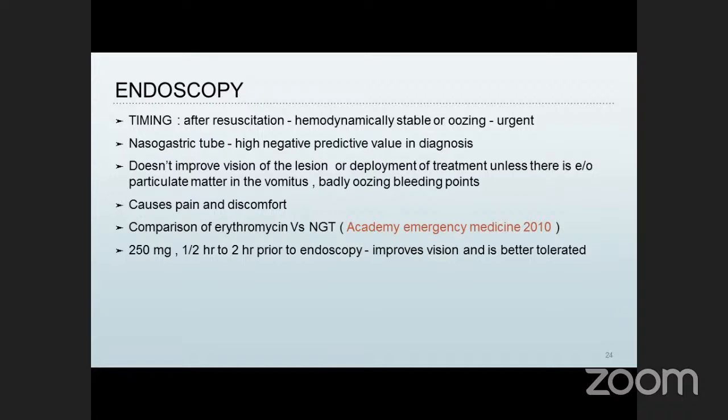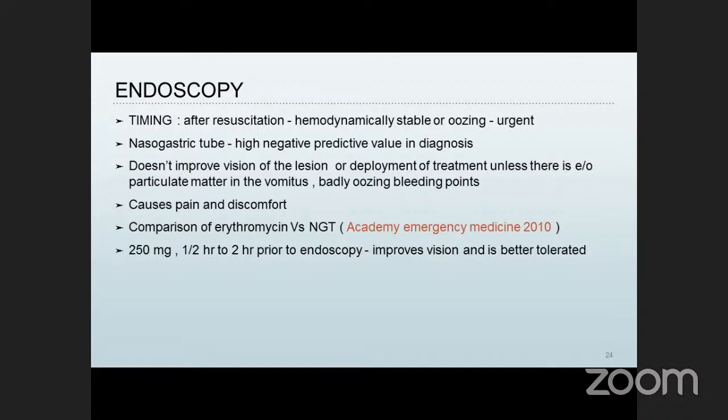But unless there is particulate matter in the vomitus or the patient is badly oozing, in such cases definitely NG tube insertion is required. And the other thing is that it causes much pain and discomfort.